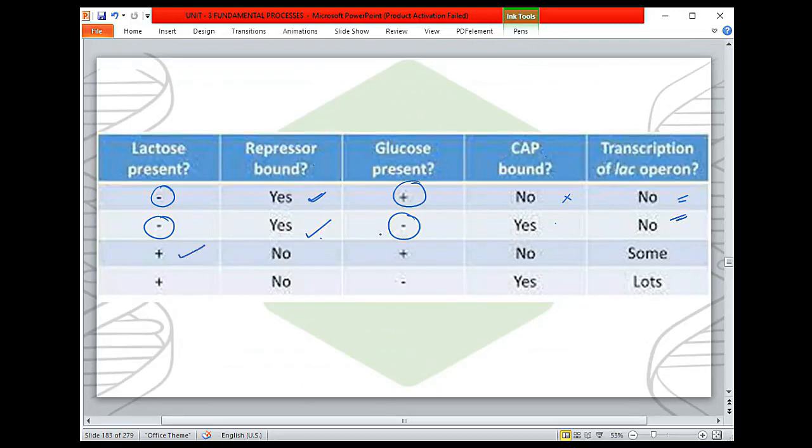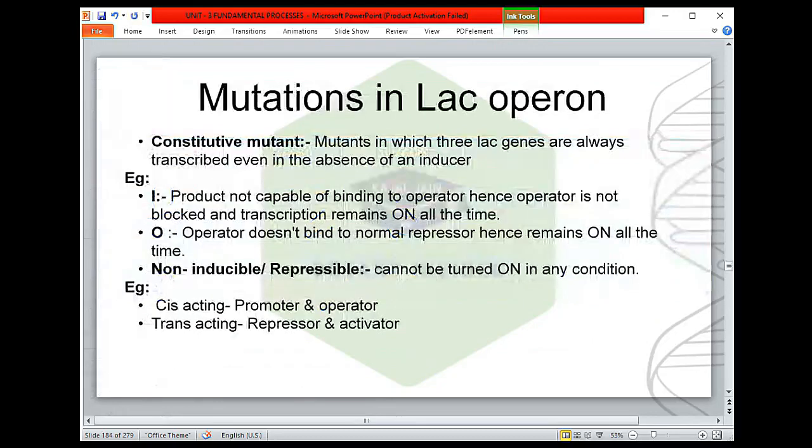Third, lactose present, glucose present, a very basal amount of transcription would be there. Fourth, lactose present, glucose absent. Repressor bound, no. CAP bound, yes. Transcription would be at a very high level. Okay, already covered this, nothing new to it.